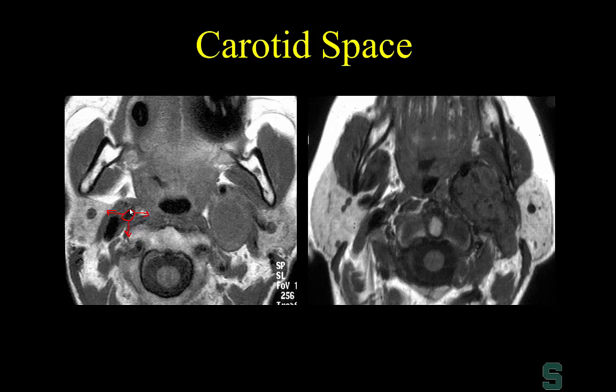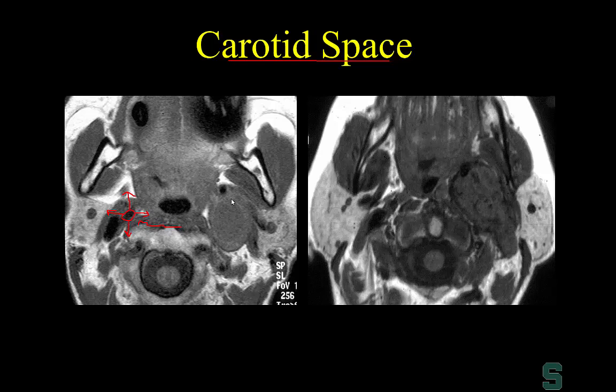And if the carotid artery is displaced anteriorly, then what space is the mass in? Nope, carotid space, right? Because the pre-vertebral space is going to shift the carotid artery to the right-hand side, because the pre-vertebral space is going to be in here.